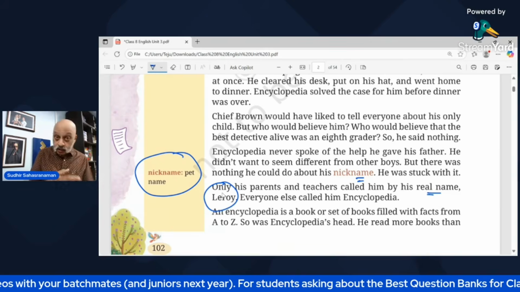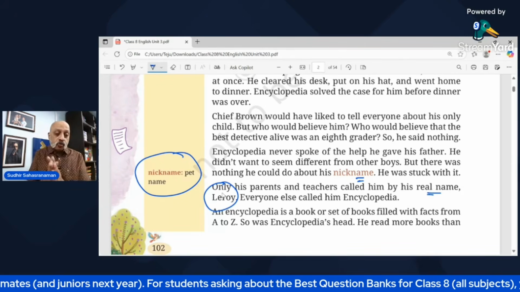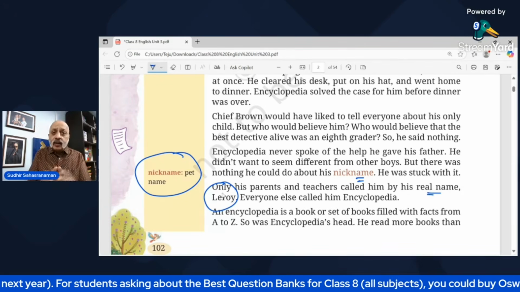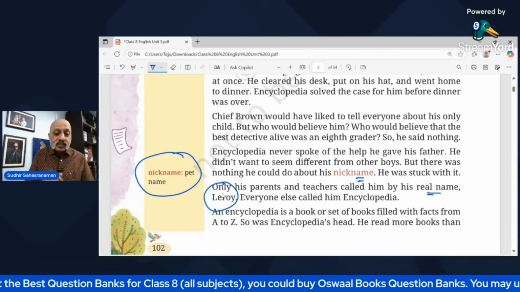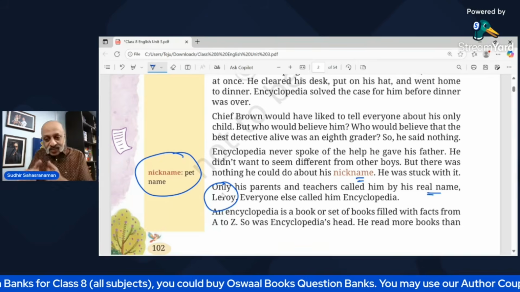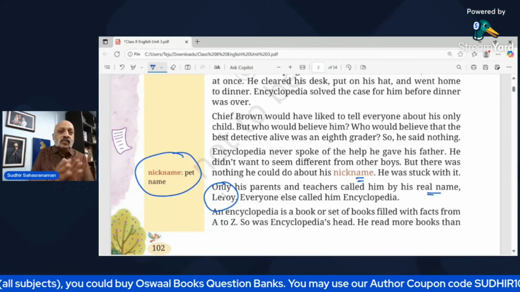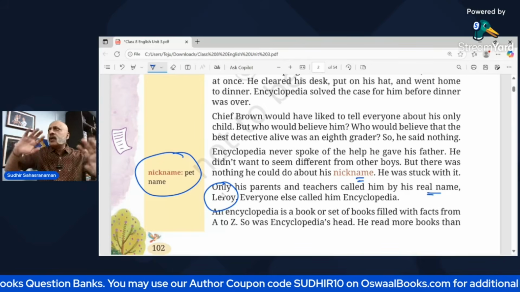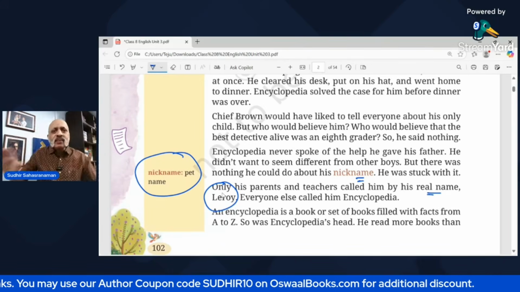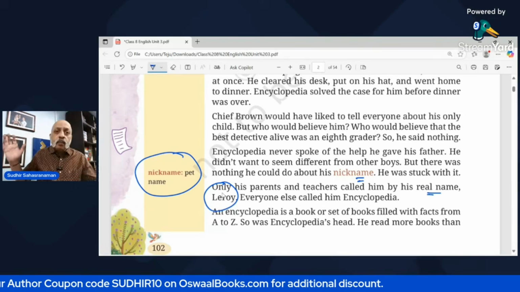Why Encyclopedia? You need to know. This can be another question. An encyclopedia is a book, and I'm sure many of you would be having it, the Britannica set of encyclopedia. It's a book or a set of books filled with facts from A to Z around the world. It could be about biology, physics, geography, astronomy, anything, literature, anything. It could be about that.